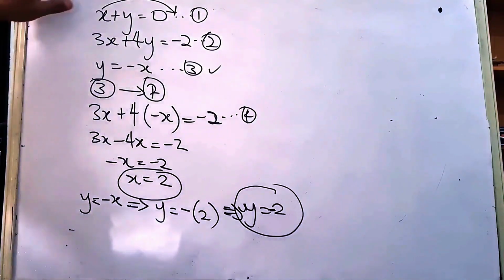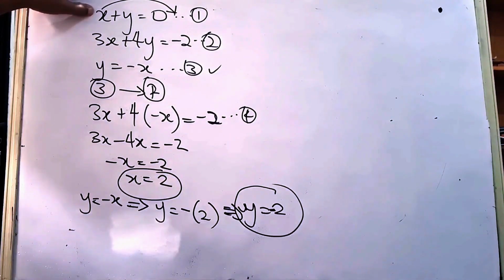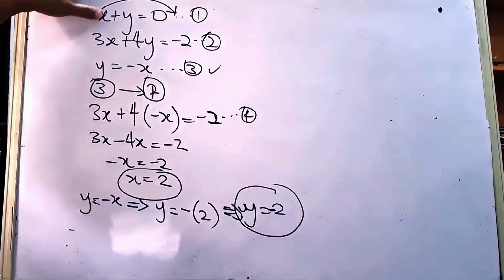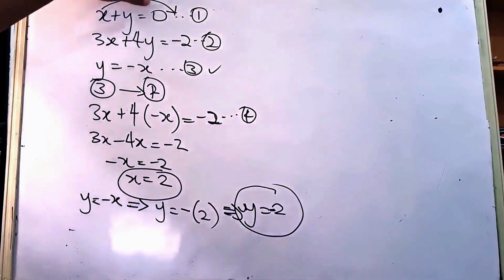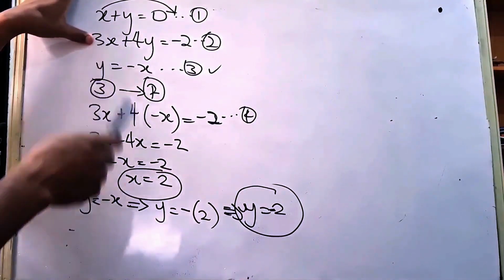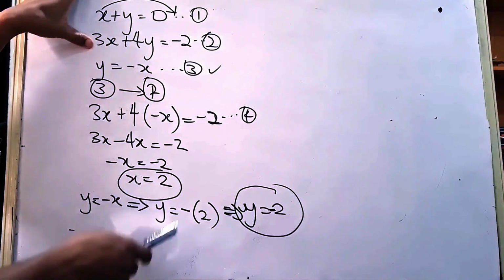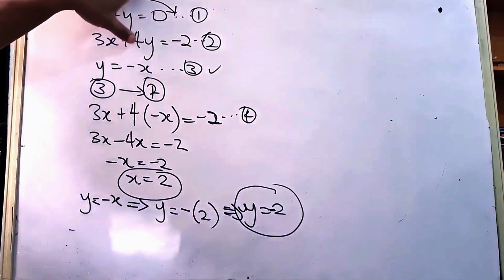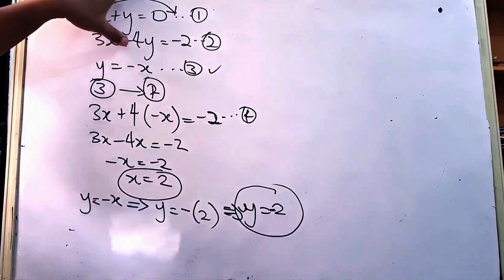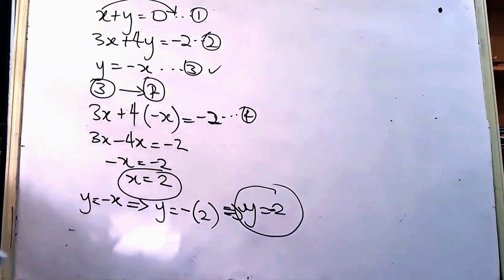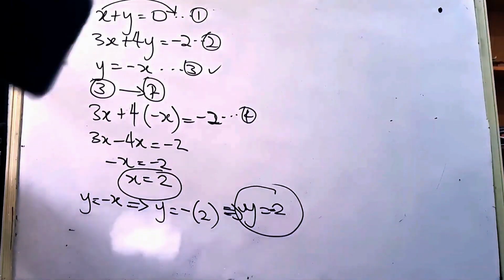Okay? So we substitute it here. X is 2, y is minus 2. So it means that x plus y is 2 minus 2, which is equal to 0. X is 2, which is 6. Y is minus 2, which is 8. So 6 plus minus 8 is equal to definitely minus 2. So we got it right.